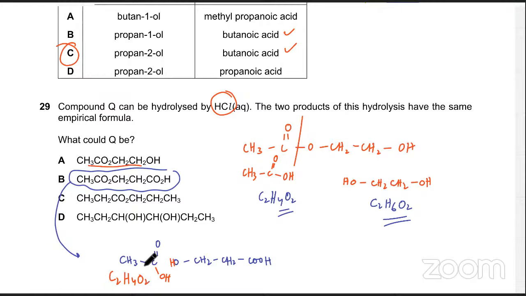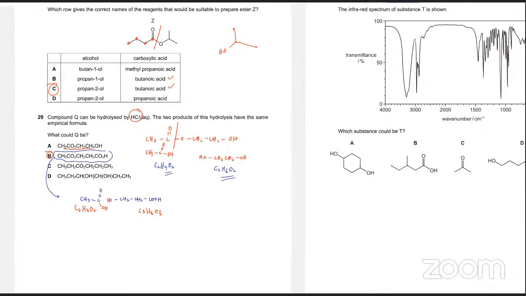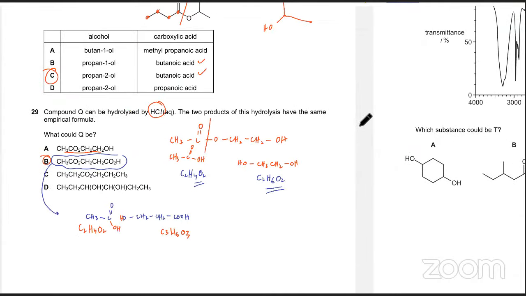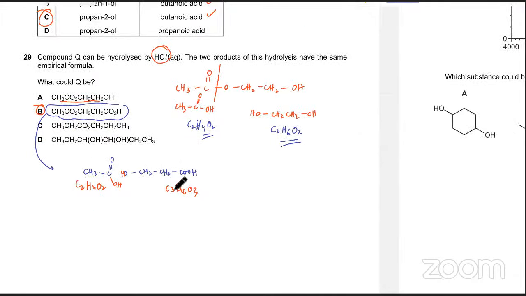This one is C3, H is 1, 2, 3, 4, 5, and 6. And there are 3 oxygens. So I think they have the same empirical formula. I think B is correct. Is this clear? Yes, sir. So you can double check this, but I'm assuming it looks like B is correct.